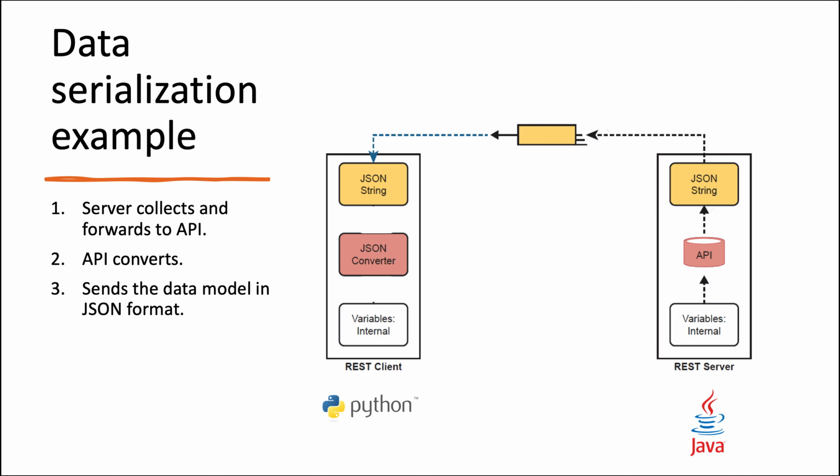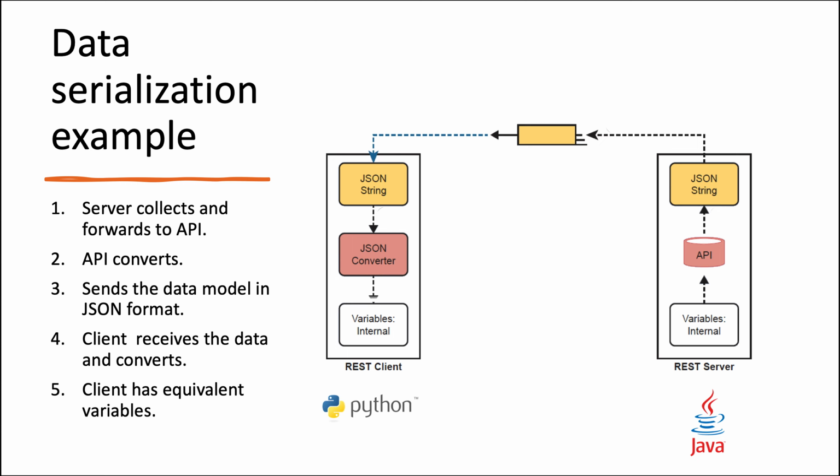The REST client receives the data and converts the JSON formatted data into variables in the native format, that is, the Python format of the client application. At the end, the REST client application now has the equivalent variables to the ones it requested from the server in the API call. So you see, with data serialization, for example here we're using JSON, you will receive the data in your native language, that is, programming language.